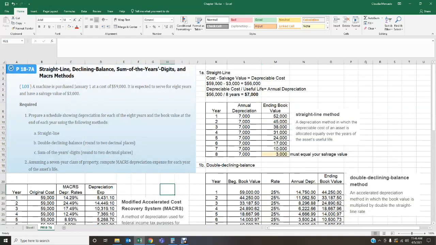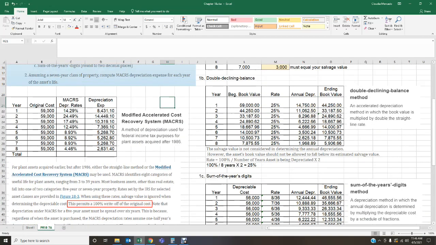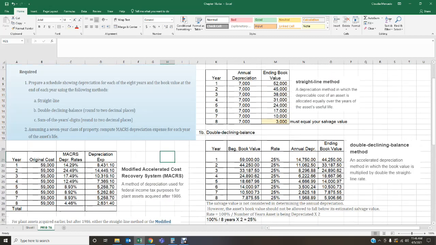Okay, so there's a lot going on in the problem. Straight line method, double declining balance method, sum of the years' digits method, and then we've got MACRS as well. So this is going to be on your test. Make sure that you do know how to solve it. If you have any questions after you listen to the lecture, please contact me.